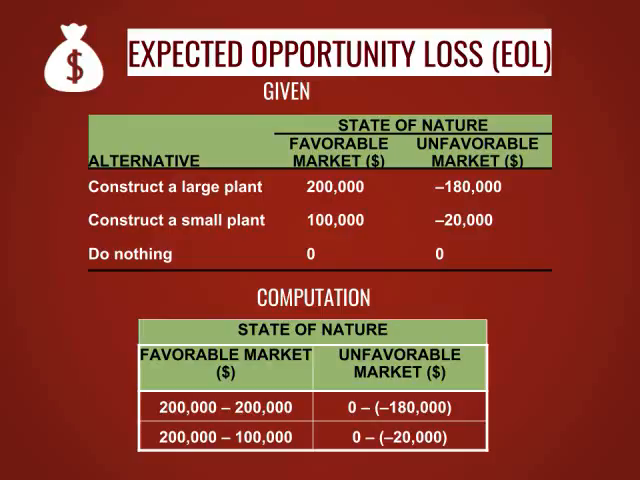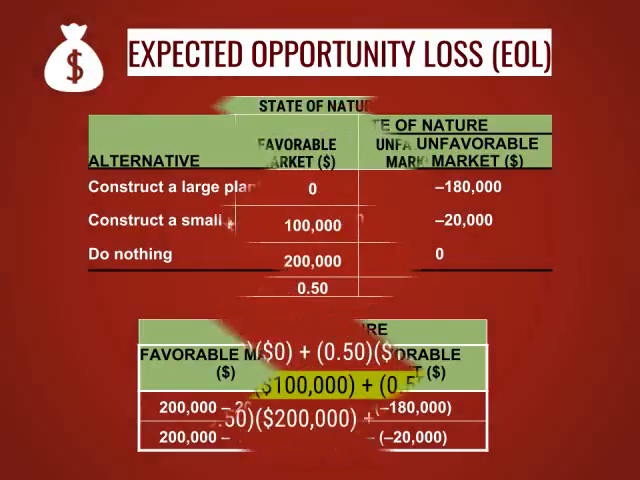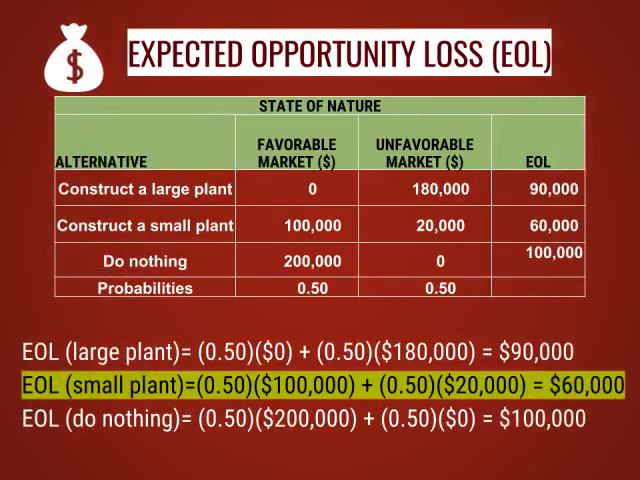After which, we compute for the EOL by multiplying the probability with the opportunity loss for each alternative and corresponding state of nature. For the EOL of the large plant, we have 0.5 times 0 plus 0.5 times 180,000, which is equal to 90,000. For the EOL of the small plant, we have 0.5 times 100,000 plus 0.5 times 20,000, which is equal to 60,000.